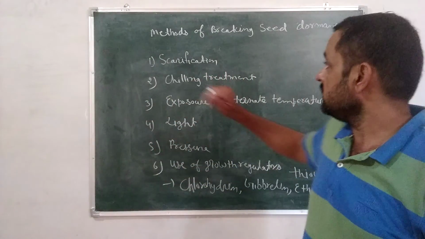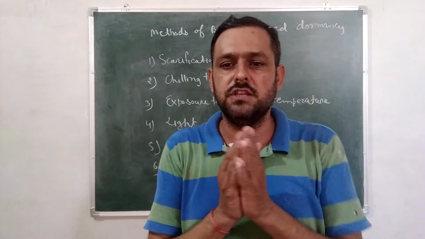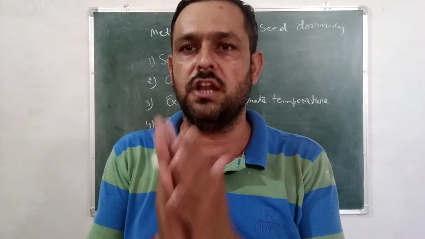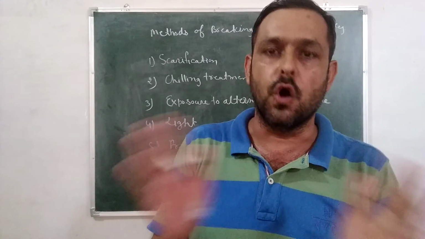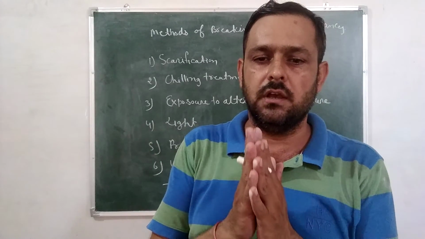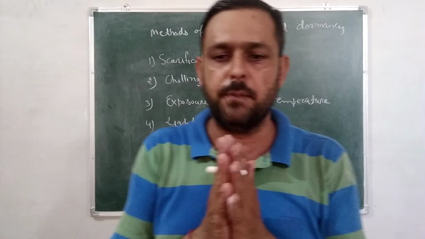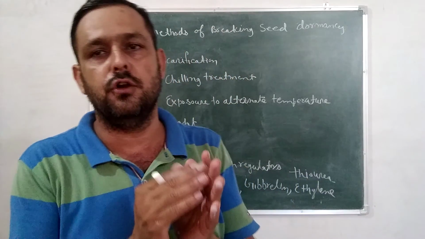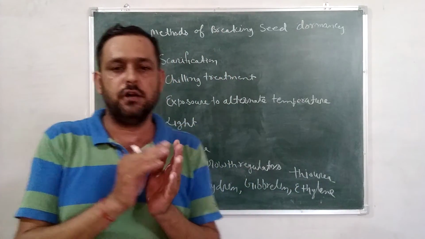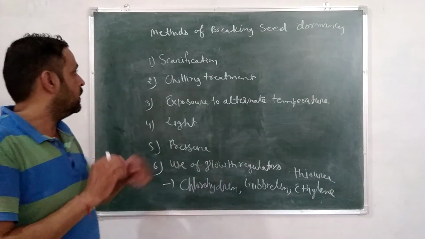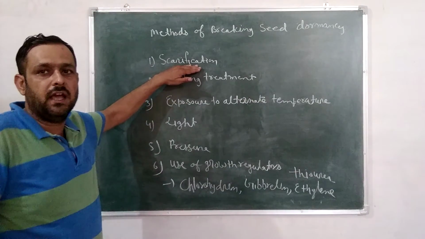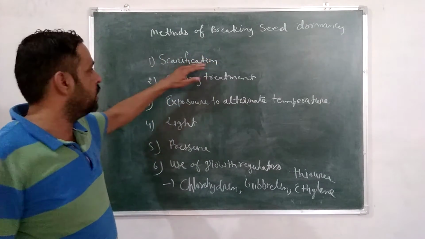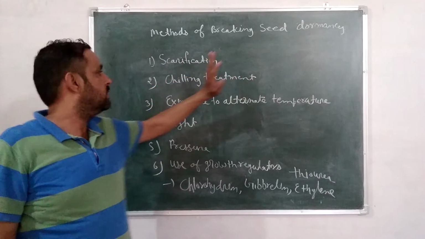First, scarification. In this method, the seed coat is weakened by breaking or scarification of the seed coat. Many times these seeds are softened by putting them into a solvent of dilute sulfuric acid, hot water or fat. So by this method we can weaken the seed coat, after which the seed can germinate.